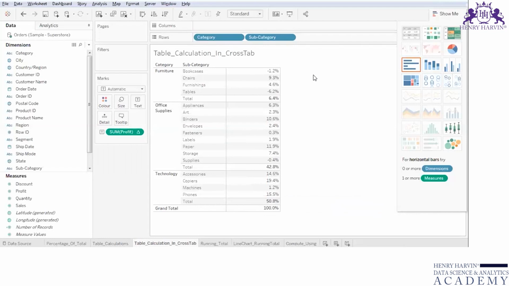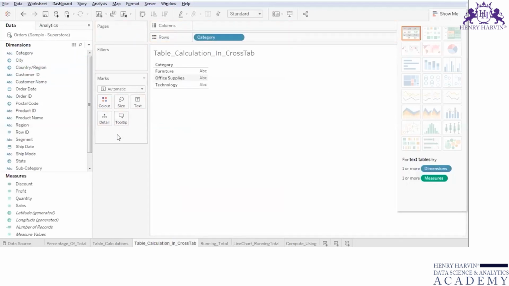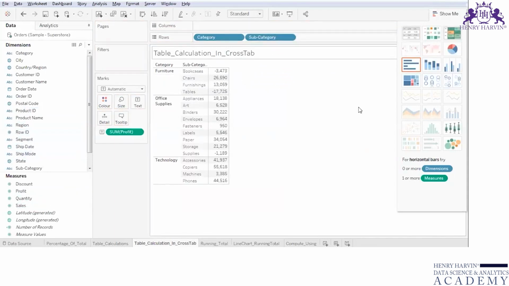Good, but we'll have to see how we can create such a good representation of our data. So for this, let me remove everything. Now we'll take, first of all, category over here, and then I'll place subcategory over here. Till now it is simple. Now when I place profit over here, this is the profit in the last 4 years across the categories.